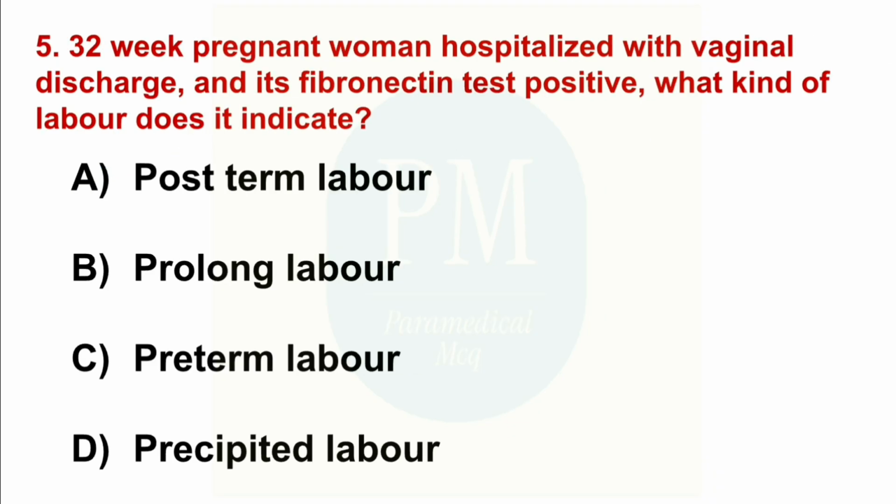A 32-week pregnant woman is hospitalized with vaginal discharge and her fibronectin test is positive. What kind of labor does it indicate? Option A: postpartum labor. Option B: prolonged labor. Option C: preterm labor. Option D: precipitate labor. The correct option is option C: preterm labor.